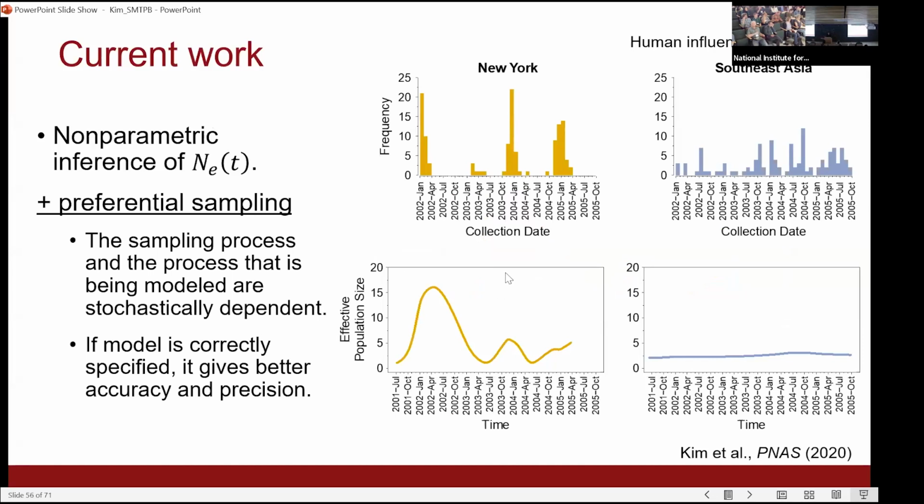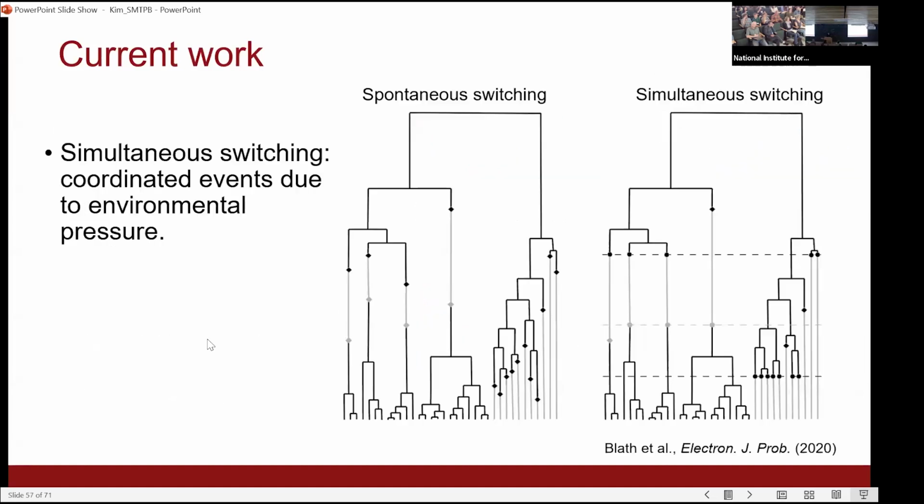Then there is something called preferential sampling. In epidemiology, when there's a lot of activity, the sampling intensity is very high, and when there's not much activity, it's low. So we can actually model the sampling process as dependent on the underlying process, which reduces bias and improves accuracy.